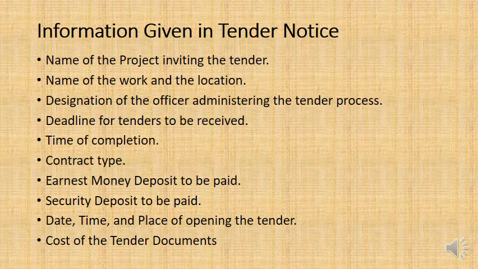It will also have the deadline for tenders to be received. Now, why is it really important for you to submit your tender, your bid, if you're a contractor, before the deadline? Well, that is going to be the time that the engineer will open all of the tenders and begin reviewing them and evaluating them. Now, if you do not submit your tender before the deadline, other tenders from other contractors have already been opened and they have begun to be evaluated.